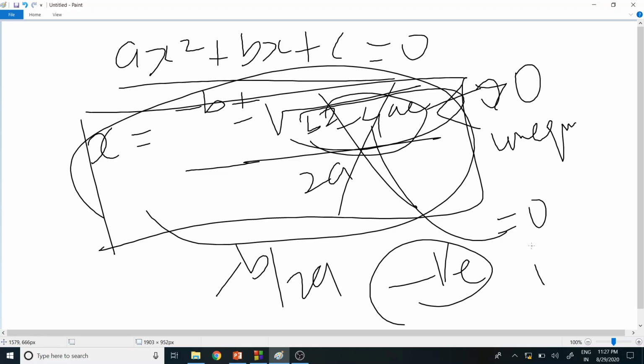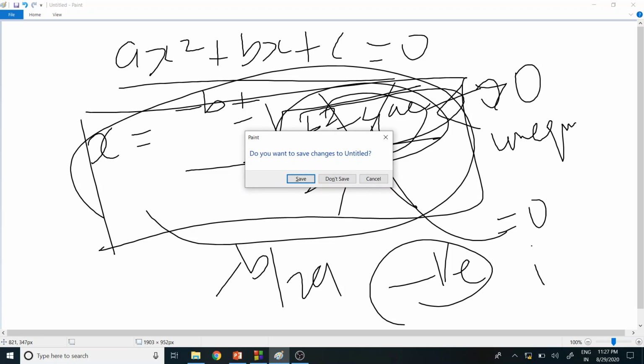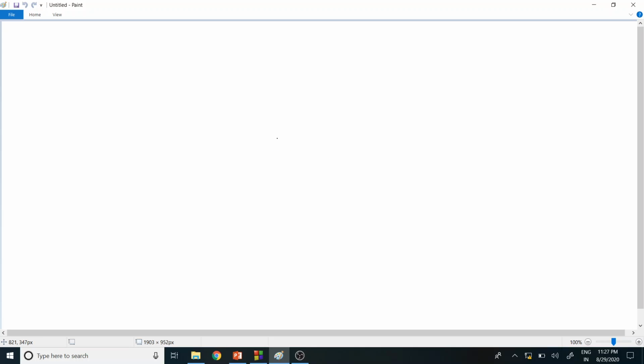So that's why we split these equations into three parts. One is real and unequal, another is real and equal, and the final one is no real values, only imaginary values. So this is how we differentiate the three cases. So we'll be writing the simple C program code for all these three conditions.